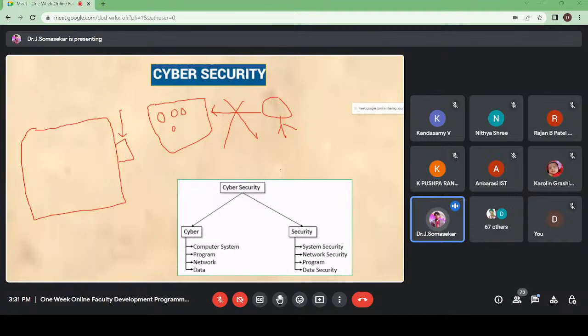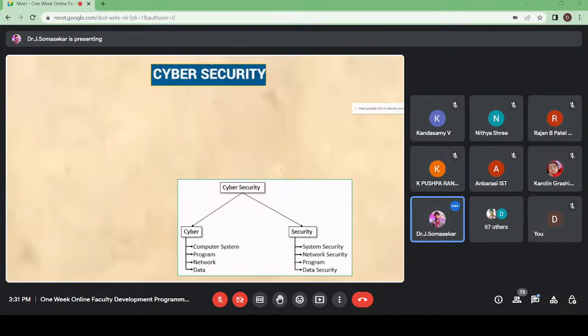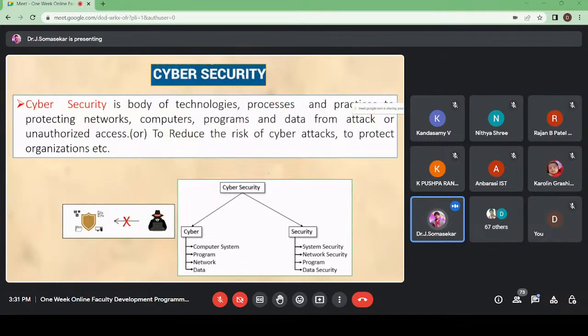So there is a brief concept of cyber security. Cyber security is nothing but a set of technologies which will help to minimize attacks on our assets. Assets here means computers, programs, data, or network, etc. So the definition is very simple: a body of technologies, processes, and practices to protect networks, computers, programs, etc.